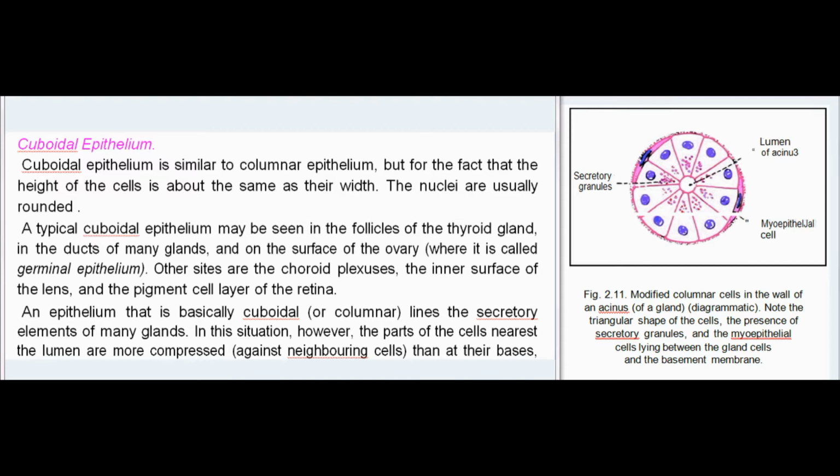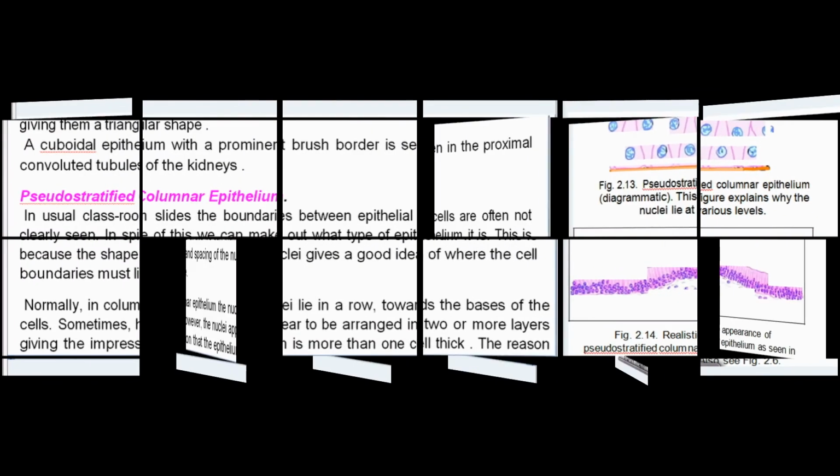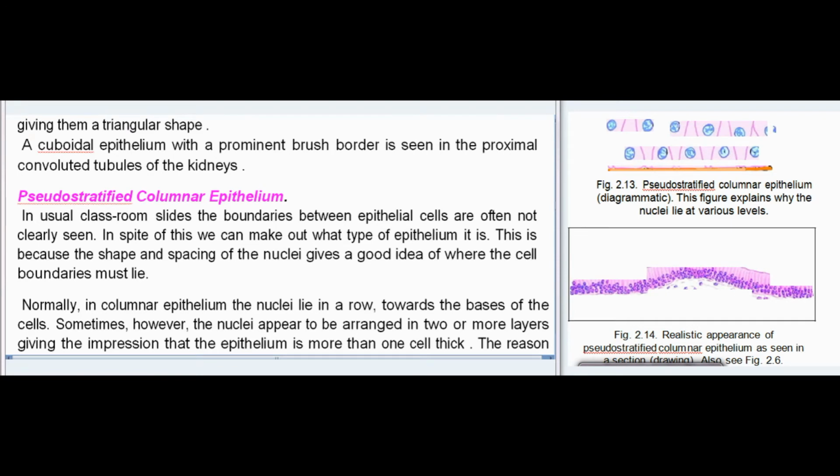In this situation, however, the parts of the cells nearest the lumen are more compressed against neighboring cells than at their bases, giving them a triangular shape. A cuboidal epithelium with a prominent brush border is seen in the proximal convoluted tubules of the kidneys.